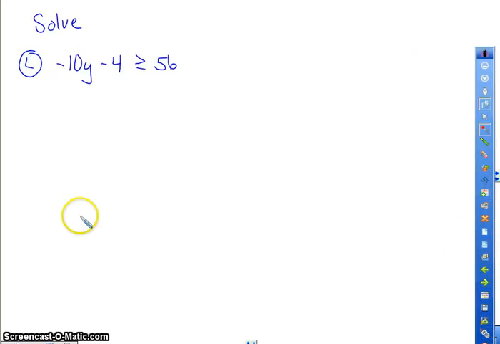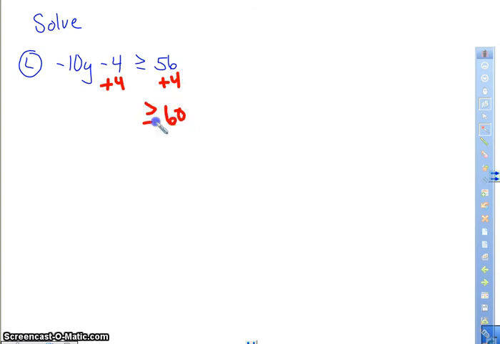Okay, we're going to solve. So when I am solving an inequality, you solve it in the same way you solve an equation. Okay, so I need to get y by itself, so I'm going to do the opposite of minus 4, which is plus 4. And I get 60. Bring my greater than or equal to sign down. That does not change.